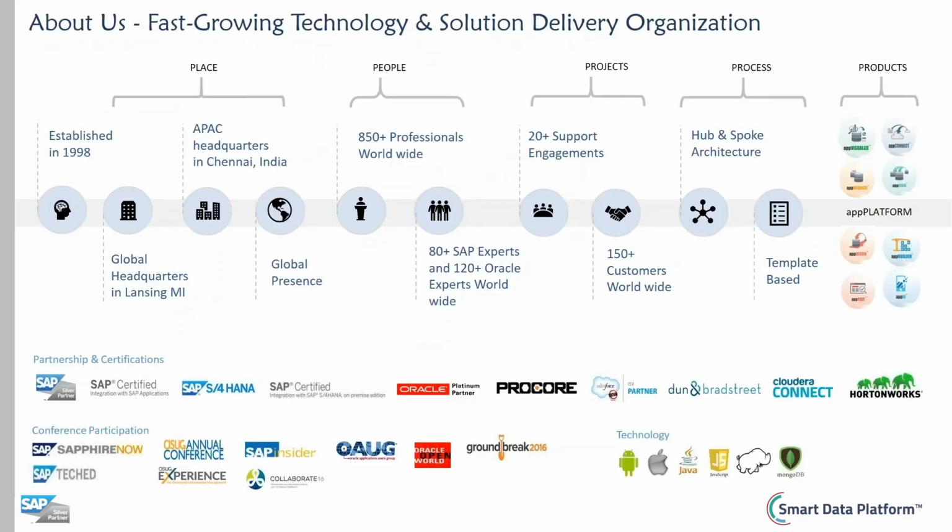We are based out of Lansing, Michigan. Our development center is based out of Chennai, India. We have more than 850 professionals, 80 plus SAP experts. All these experts understand the data models of various versions of SAP and various releases of even S4HANA, and help adapt the template. So when we go to a customer, we are giving a solution for what they are trying to do. And we have multiple project engagements, so enough experience to guide what customers should be doing when they think of migrating to S4HANA.